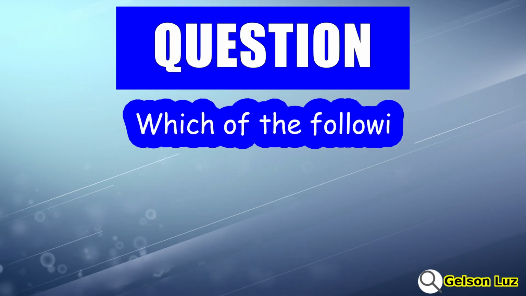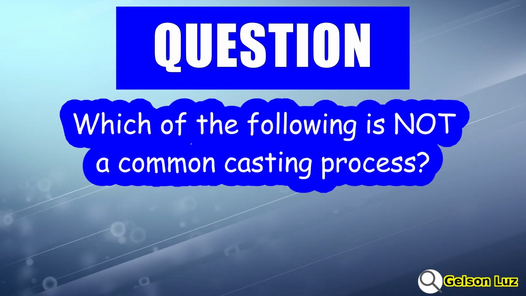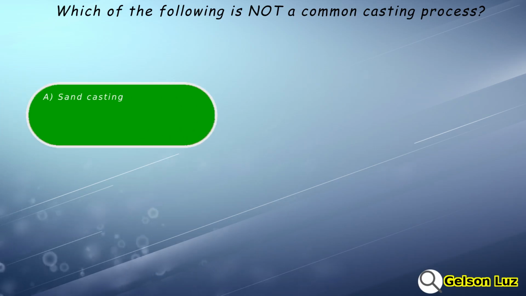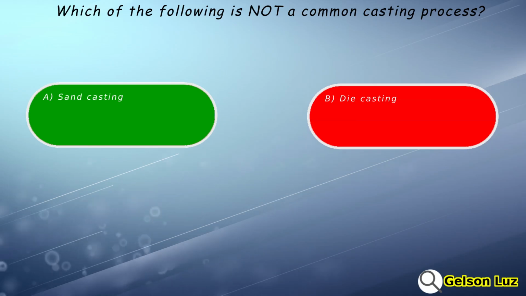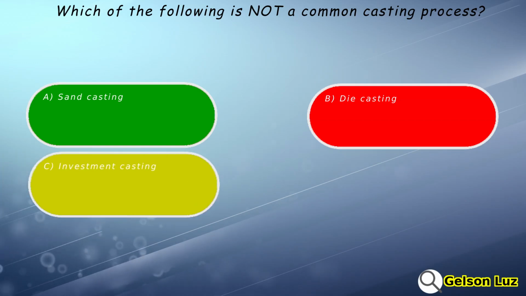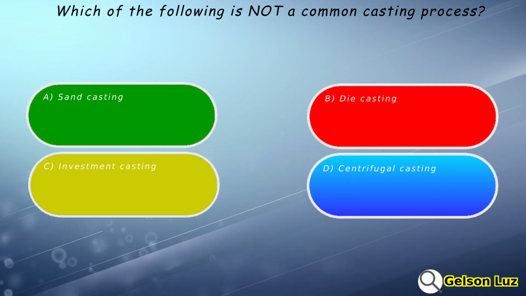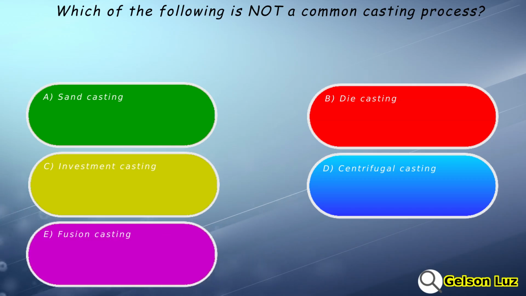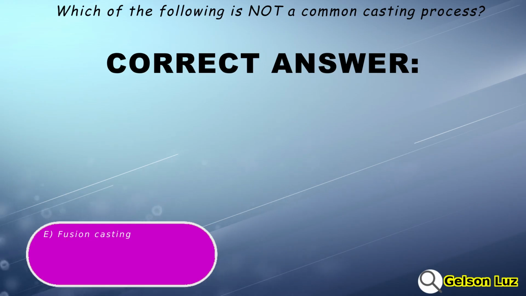Which of the following is not a common casting process? A. Sand casting. B. Decasting. C. Investment casting. D. Centrifugal casting. E. Fusion casting. The correct answer is E.